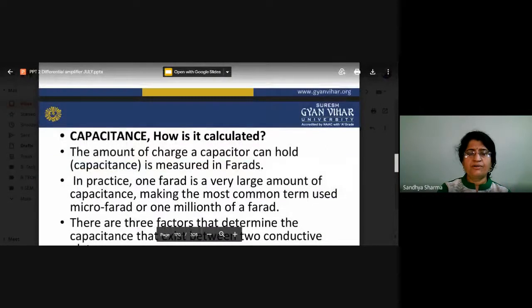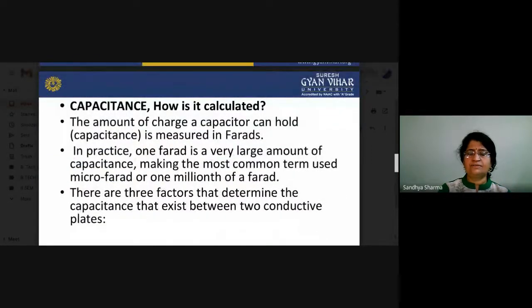Now we will talk about capacitance and how it is calculated. The amount of charge a capacitor can hold is measured in the farad. In practice, 1 farad is a very large amount of capacitance, making the most common term used the microfarad, or 1 millionth of a farad. There are three factors that determine the capacitance that exists between two conductive plates.